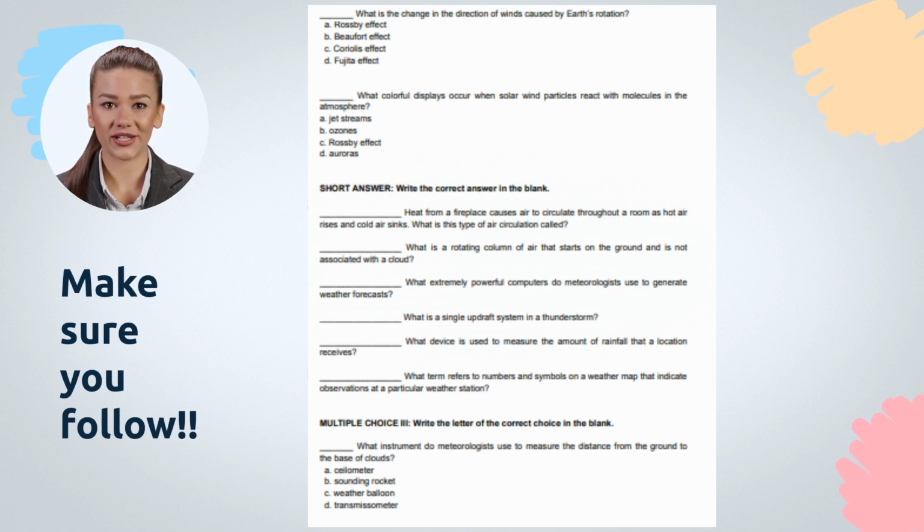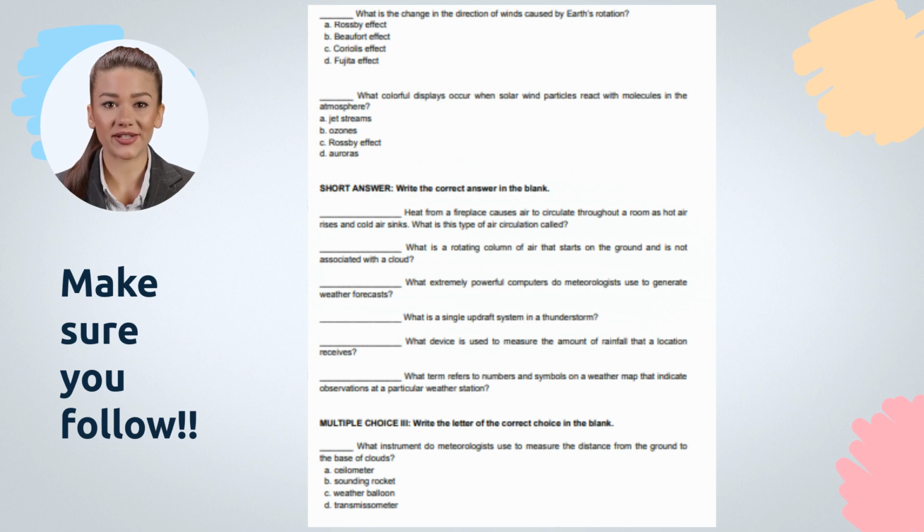What colorful displays occur when solar wind particles react with molecules in the atmosphere? A. Jet streams. B. Ozones. C. Rossby effect. D. Auroras.